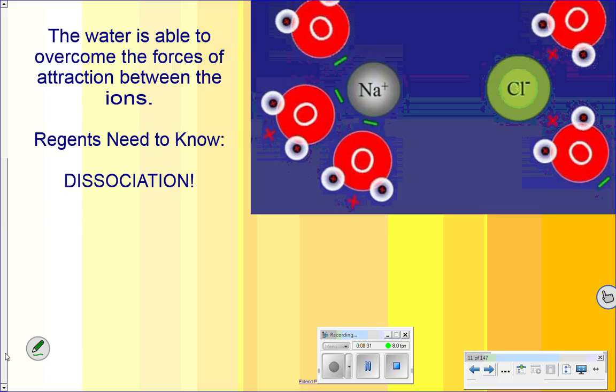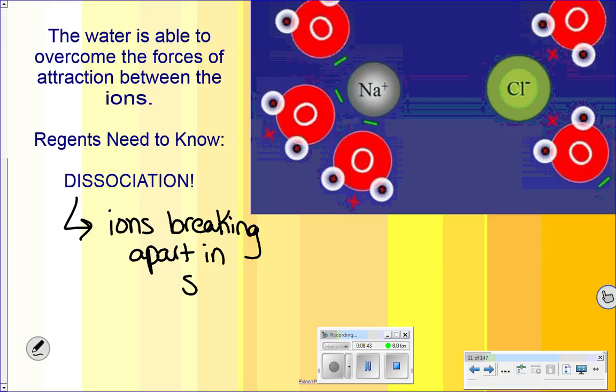So a Regents term to know is dissociation, which means ions breaking apart in solution. And essentially the polarity of water is responsible for this.